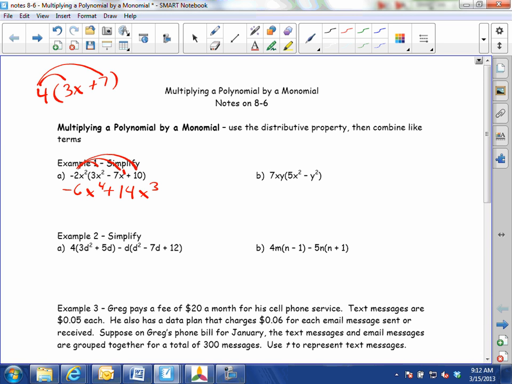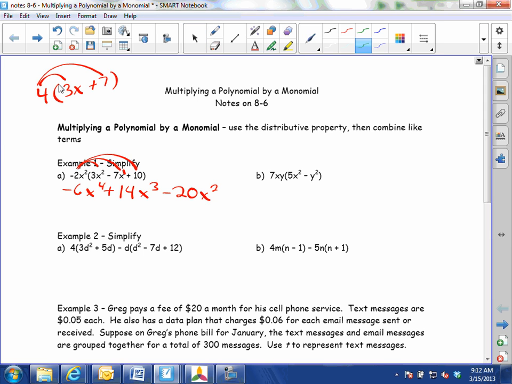Good. Okay, then what's the negative 2x squared times a 10? Negative 20. Yep, negative 20x. And that's all it is. That's all we do. You can multiply terms like that, but you just can't add them.